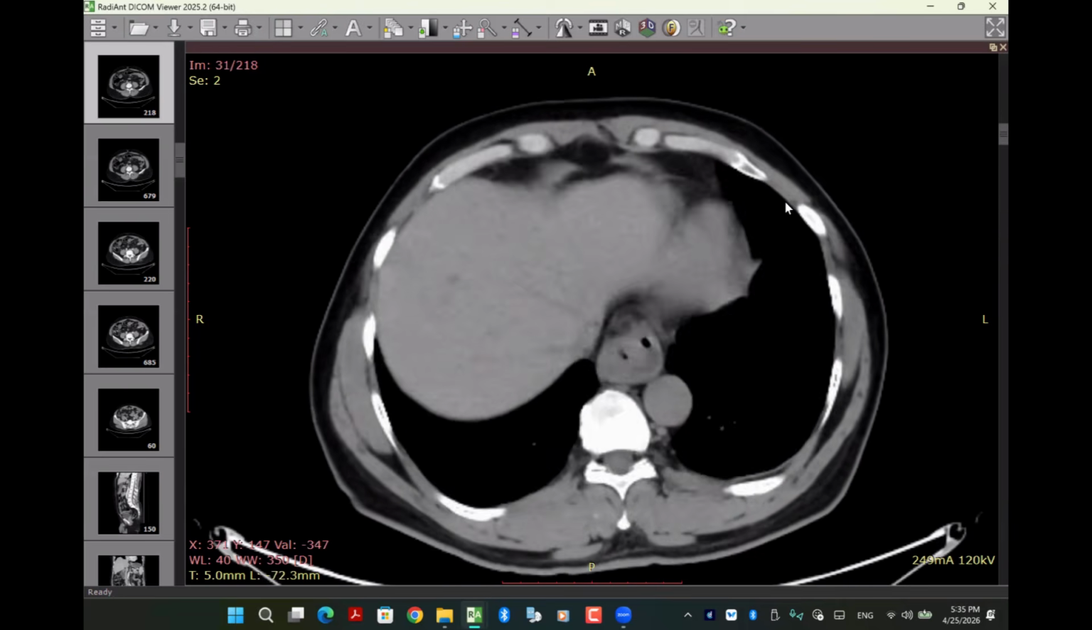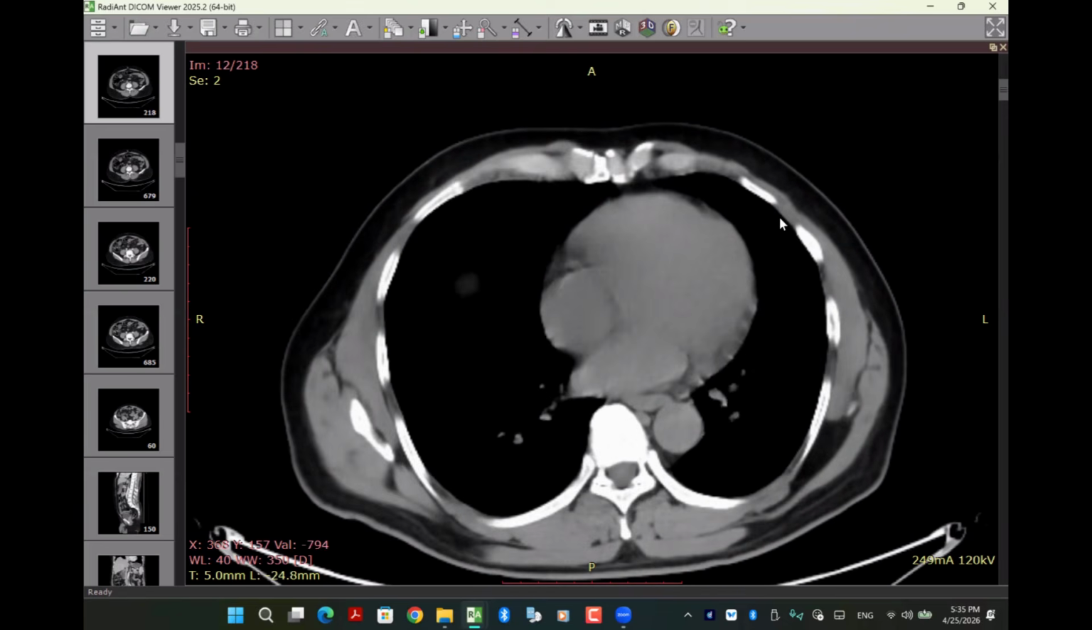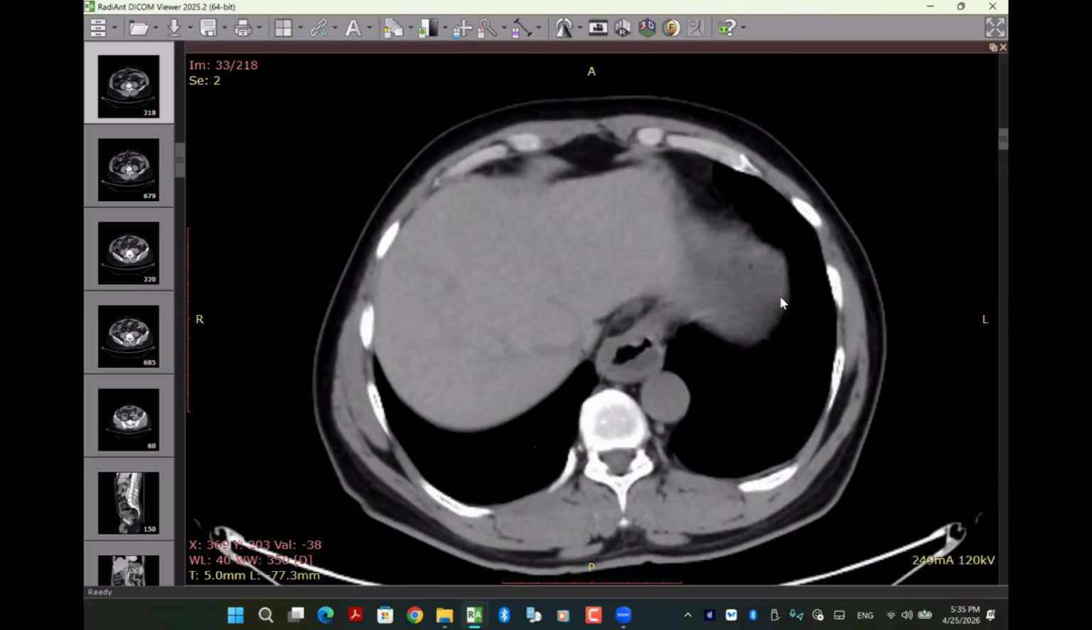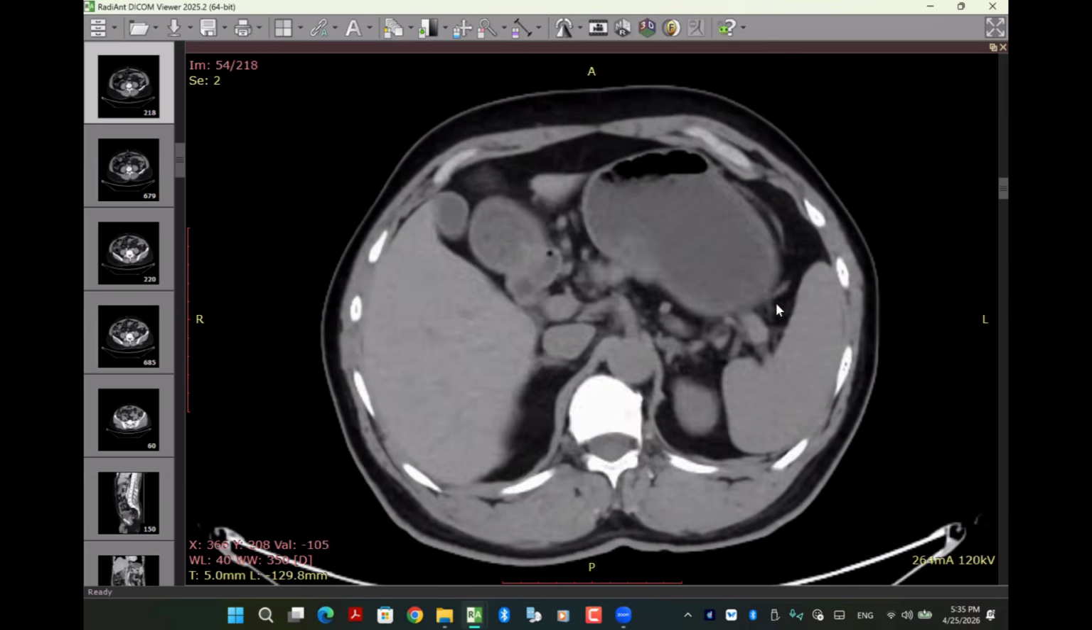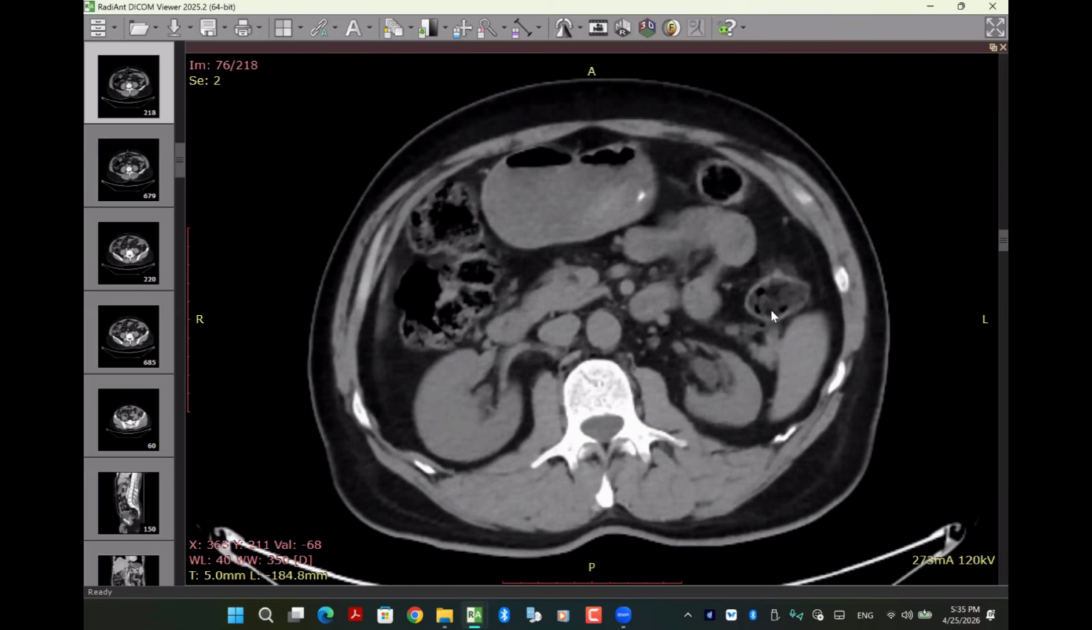I want to focus on the kidneys. Yes, focus on the kidney. The images are jumping here. Yeah, I am focusing on the kidney.